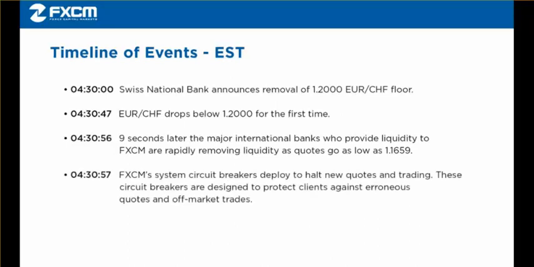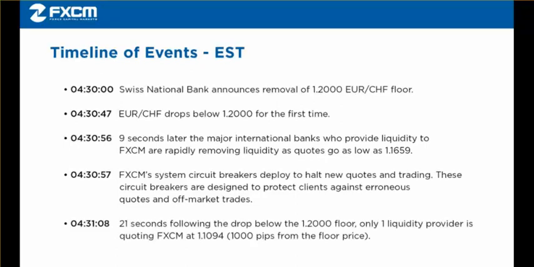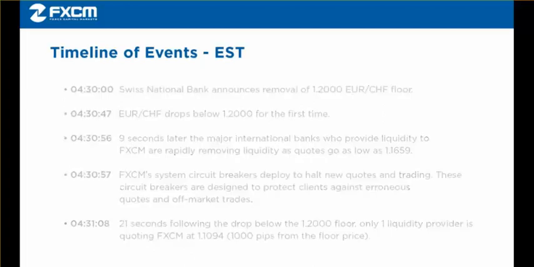Within the first 10 seconds, FXCM system circuit breakers deployed to halt new quotes and trading. These circuit breakers are designed to protect clients against erroneous quotes and off-market prices. In the next 12 seconds, the price moved an additional 600 pips, a total of a 1,000 pip move in the span of 21 seconds. During this time, over a dozen of our liquidity providers ceased to make a market in Euro Swiss.